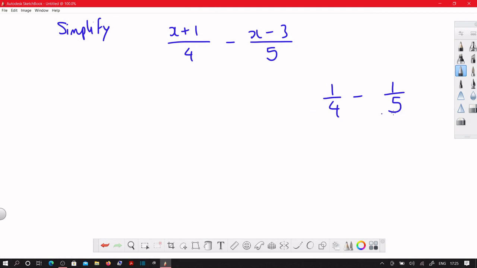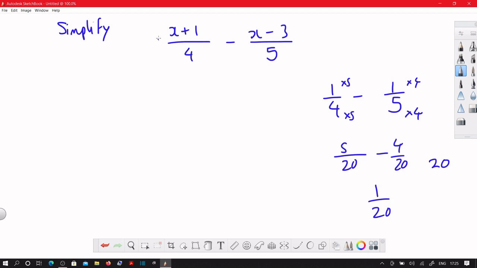You want these to be the same denominator. So what's the number that 4 and the 5 goes into? What's the smallest number that the 4 and 5 goes into? It's obviously 20. So you need to times this one by 5 to make it a 20, and times this one by 4 to make it a 20. 1 times 5 is 5, 4 times 5 is 20, 1 times 4 is 4, 5 times 4 is 20. We've got the same denominator now, so copy the denominator and then take away the numerators. 5 take away 4 is 1.